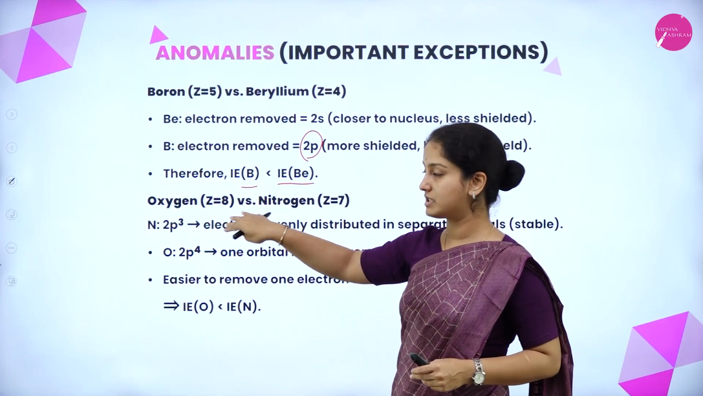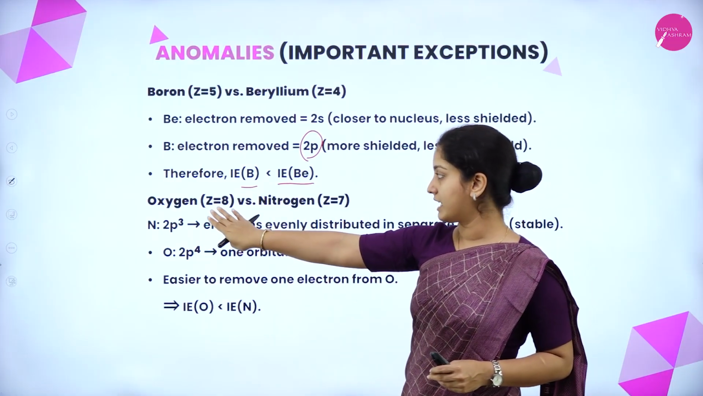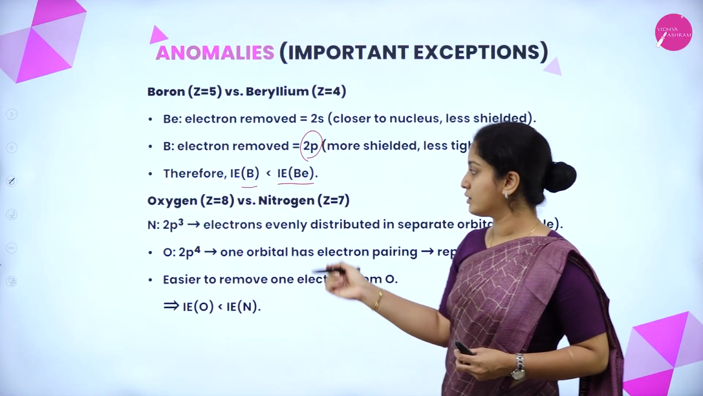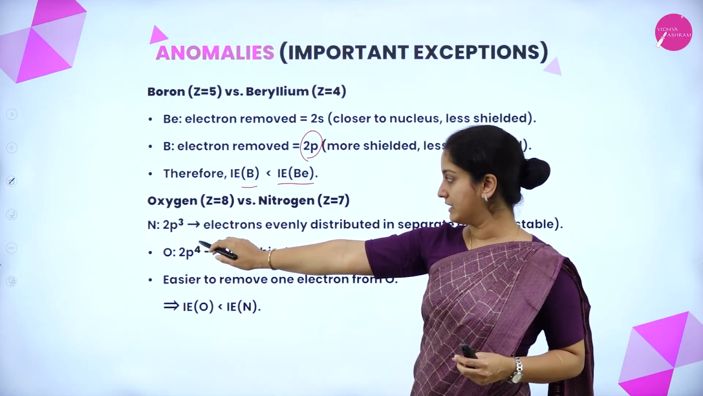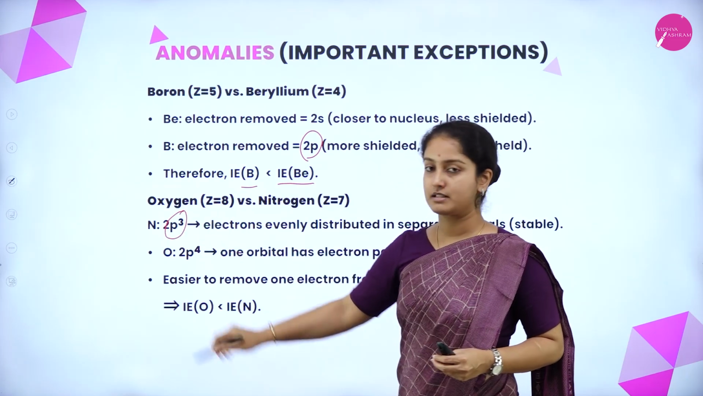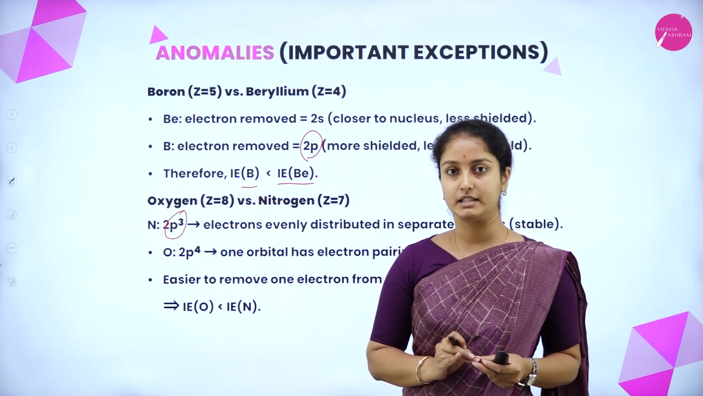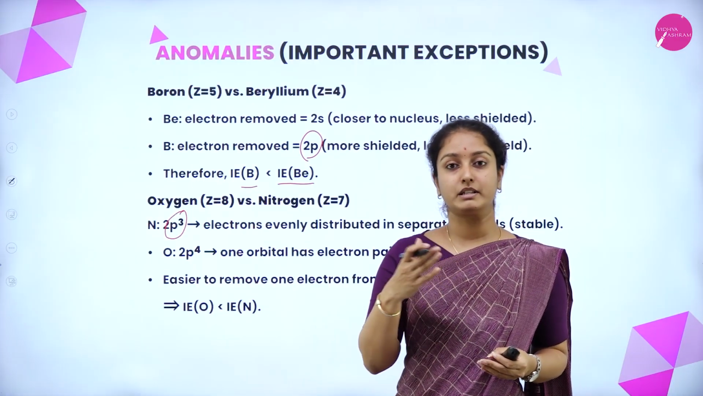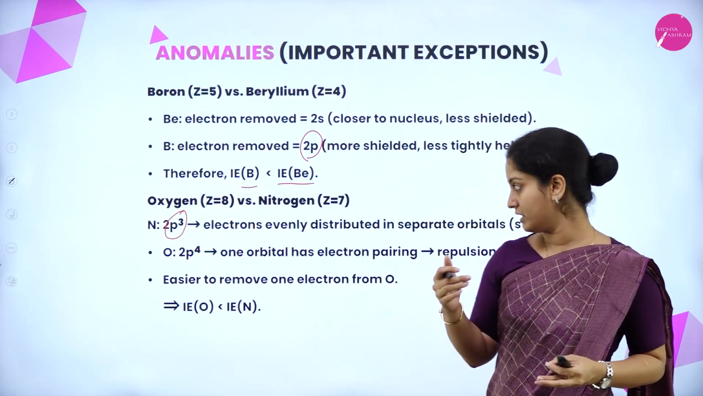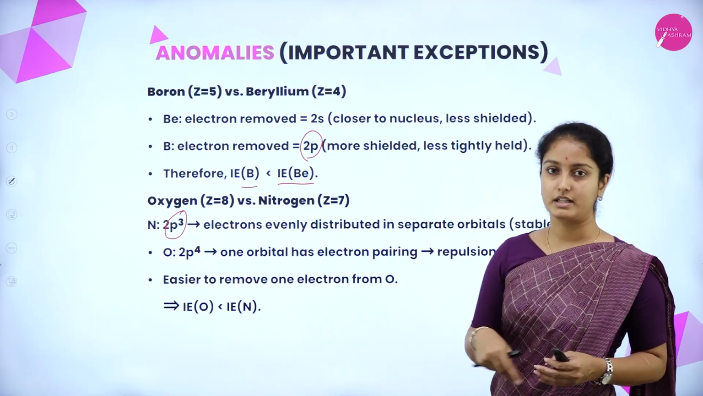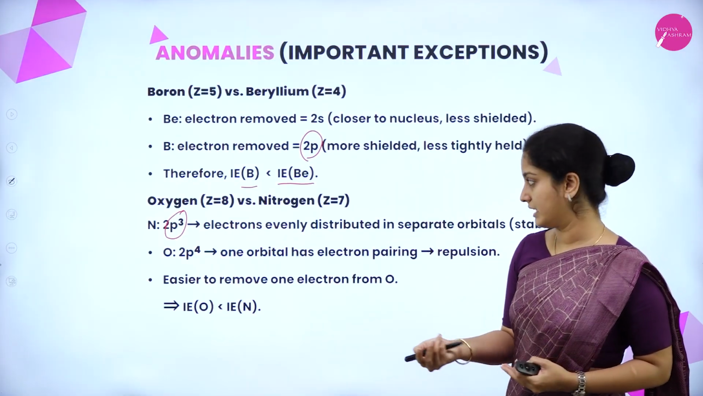So when it comes to oxygen versus nitrogen, oxygen has atomic number 8 and nitrogen has atomic number 7. So the electrons will be removed from 2p3. 2p3 in the sense that the maximum number of electrons that can be filled in the p orbitals is 6, but there are 3. So that means 3 orbitals are half filled with single electrons. So electrons are evenly distributed in separate orbitals, so that gives stability to the nitrogen element.